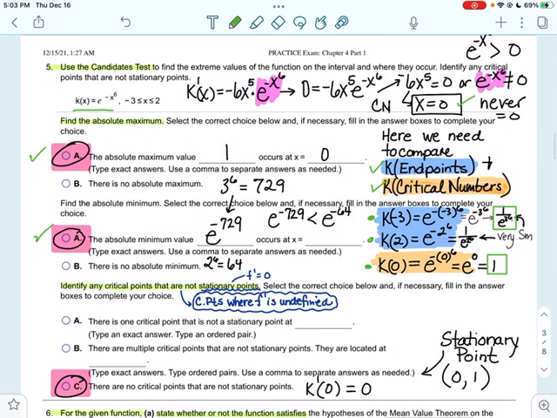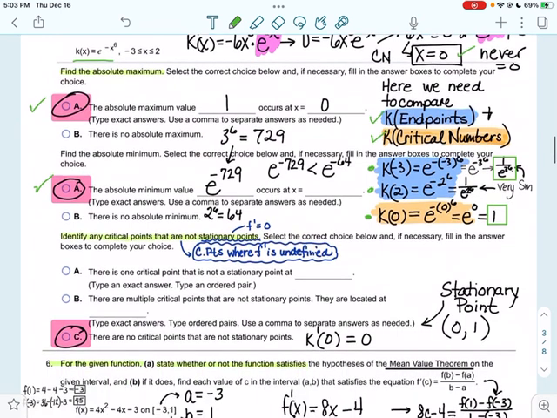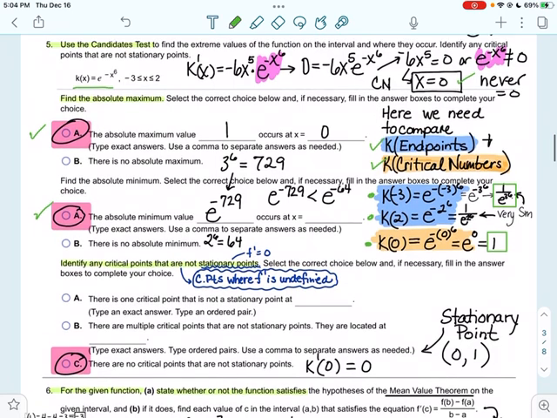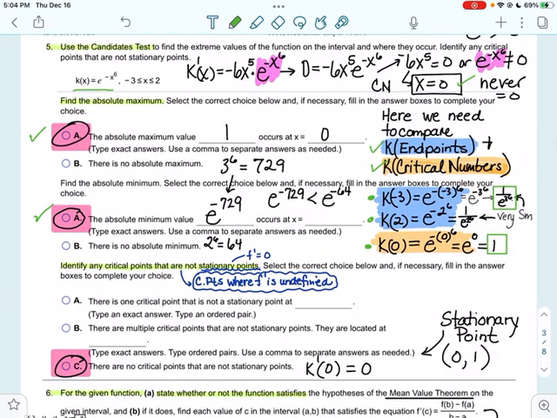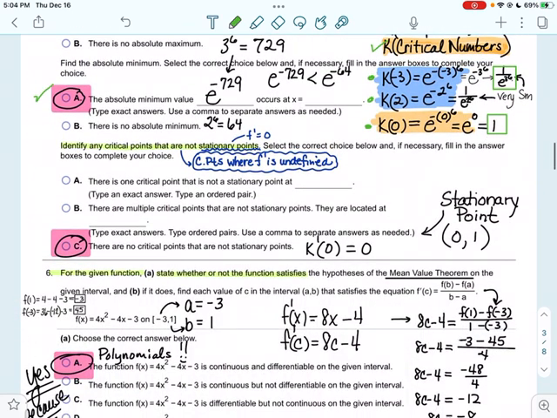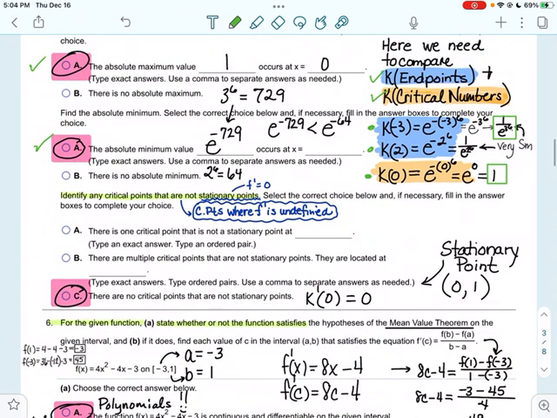In that case, find your critical number. Compare k of the critical numbers with k of the endpoints. And the last point, identify any critical points that are not stationary points. There are no critical points that are not stationary points, because k prime of 0 is going to be equal to 0, and that means the stationary point is at (0, 1).